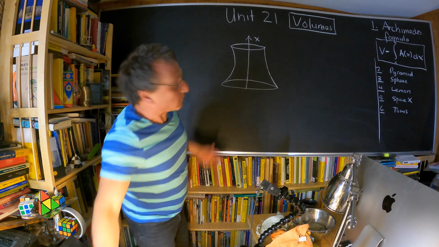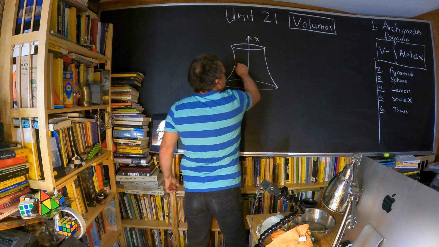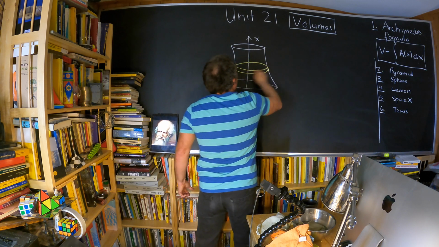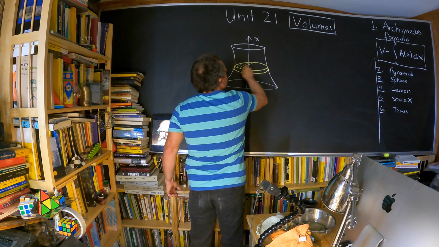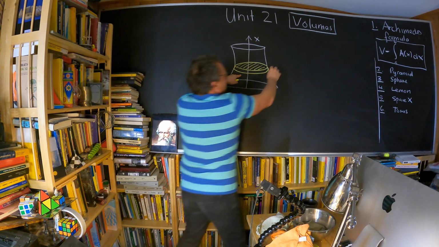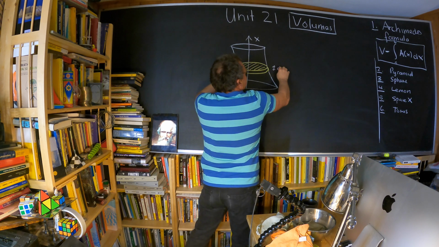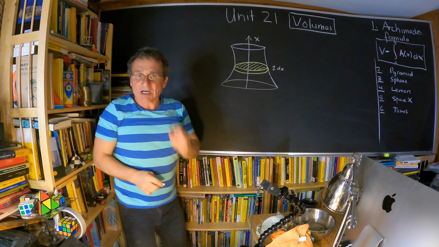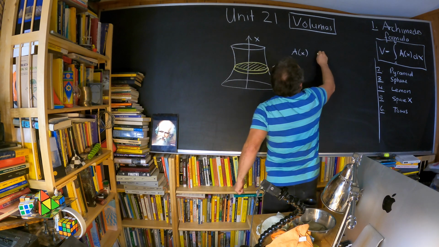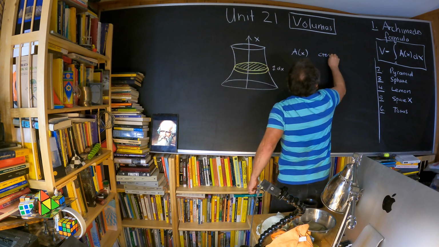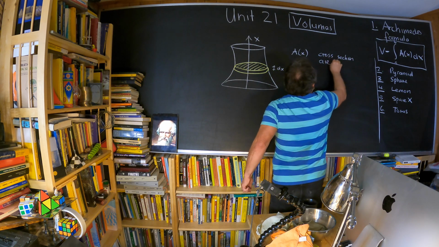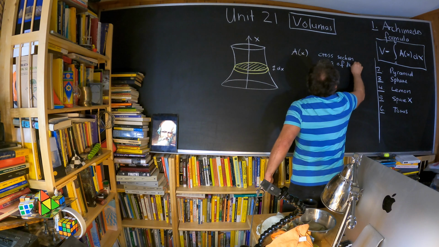So what Archimedes did, he sliced it up. If you slice this up into slices, in this case we have this slice here, and the thickness is dx, and the area is A(x). So A(x) is the cross-section area of the solid.